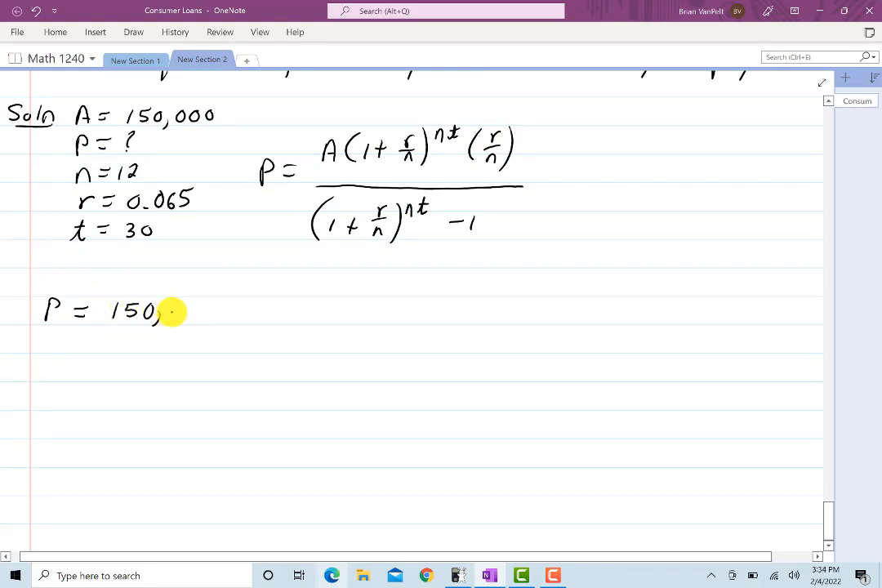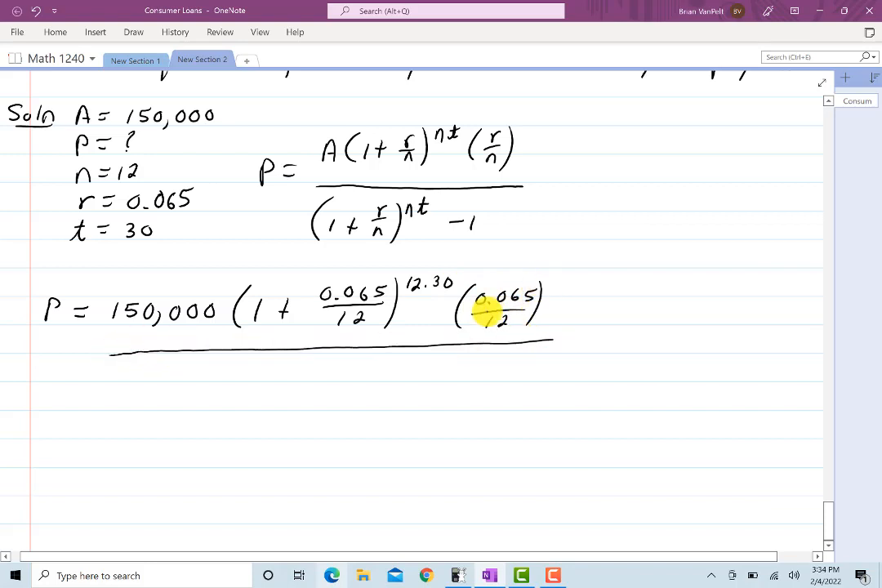So I got my 150,000. There's my A. 1 plus 0.065 over 12 to the 12 times 30, times 0.065 over 12. And then all of that is going to be divided by 1 plus 0.065 over 12 to the 12 times 30, minus 1. And let's let our calculator run through it.